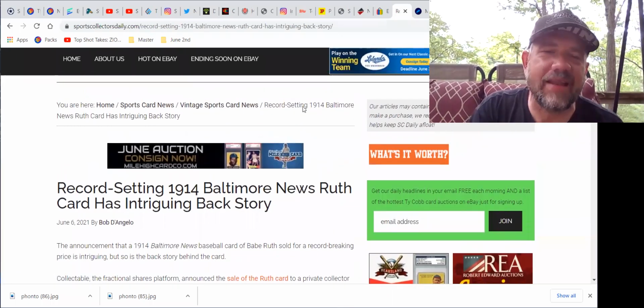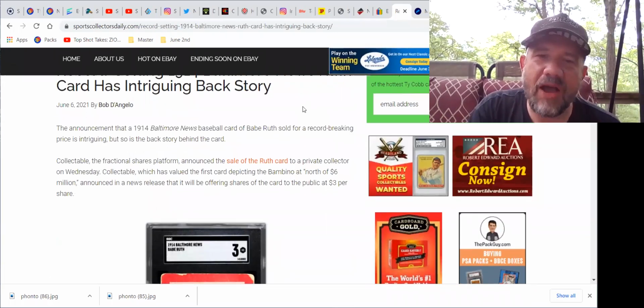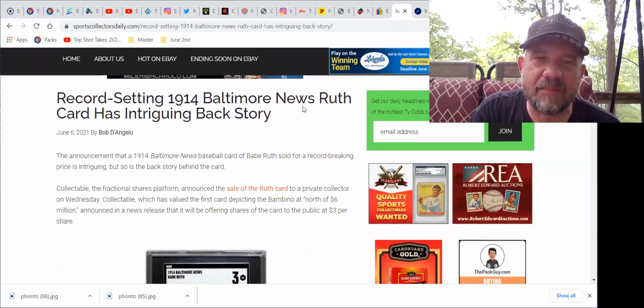The next one I want to talk about, and this is probably the one that bothers me the most, is this record-setting Babe Ruth card and the fractional ownership business. Okay, I'll let you read this article and put this down below.